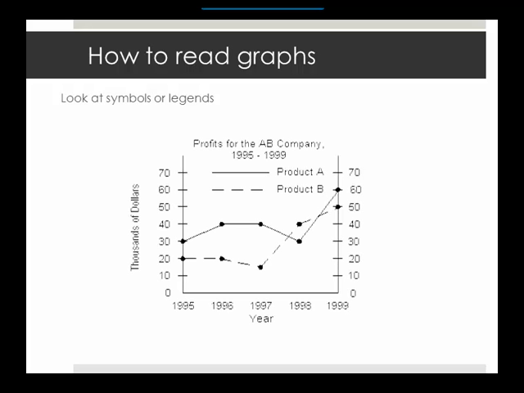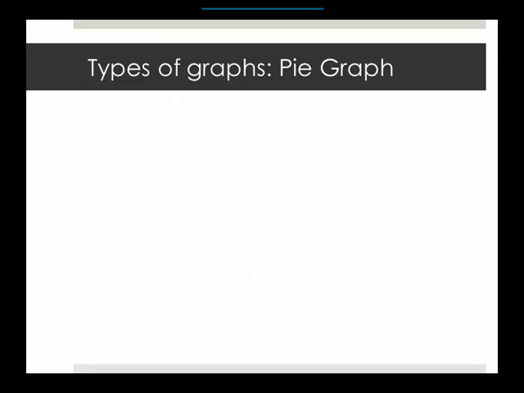The final step is to look at symbols or legends. While our example did not have one, the example here indicates where we have product A represented by a solid line and product B represented by a dashed line.